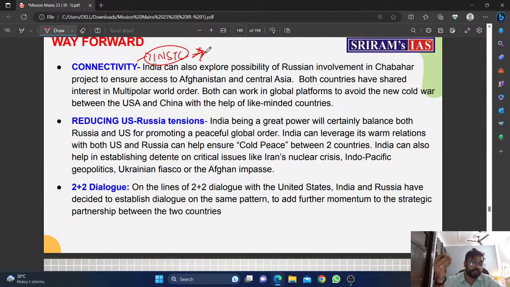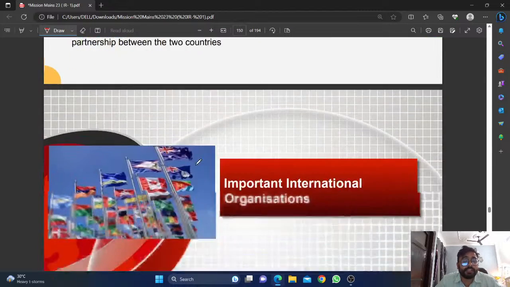Then both the countries can further increase their cooperation by engaging in 2+2 dialogues. Just like we are having this 2+2 dialogue on the lines of USA, we are having this dialogue with Russia as well. So this is how we can build the Indian-Russian relationship.